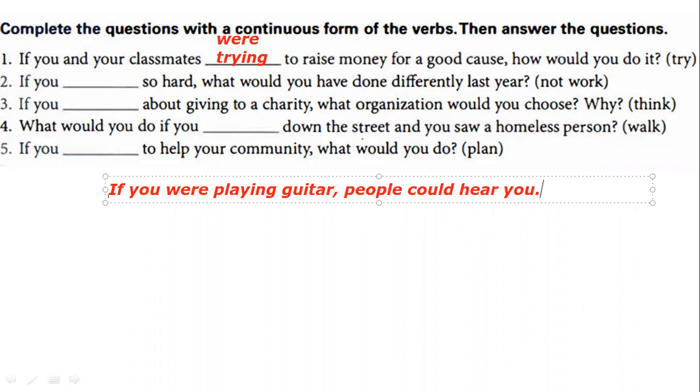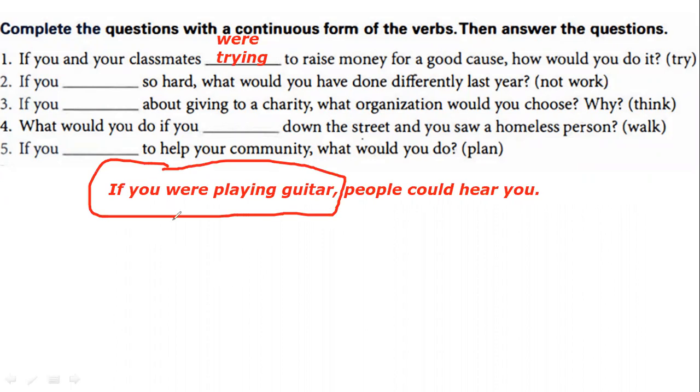Can you explain the difference between my example and yours, please? Yes. This, if you were playing guitar, is a situation happening in that moment. And this will be the result. But it isn't true, the first one? If you were playing guitar, it isn't true? I don't know if it's true. That's why the expression if, because I don't know if you are or you are not. It's a hypothetical expression.